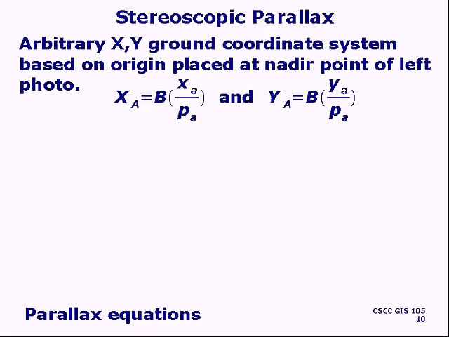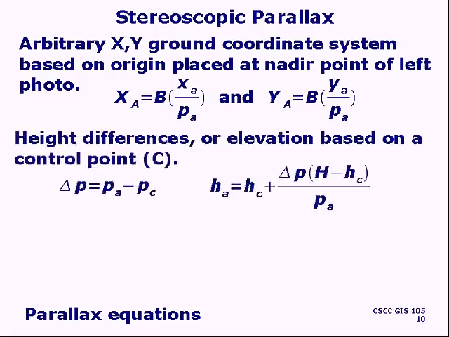Same thing with y. I take the y in the flight line axis, divide it by the parallax for the given point, multiply it by the photo base, and I've got the arbitrary y. So I could begin to build this arbitrary coordinate system based on parallax and photo base.